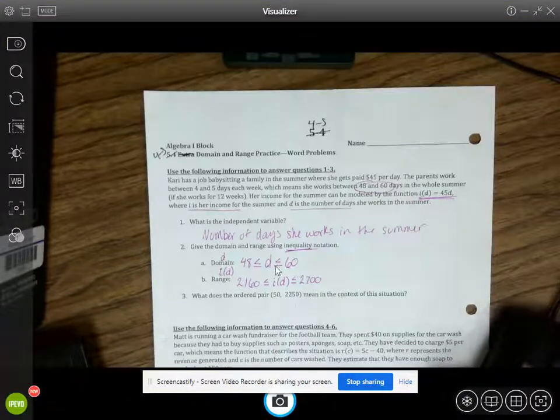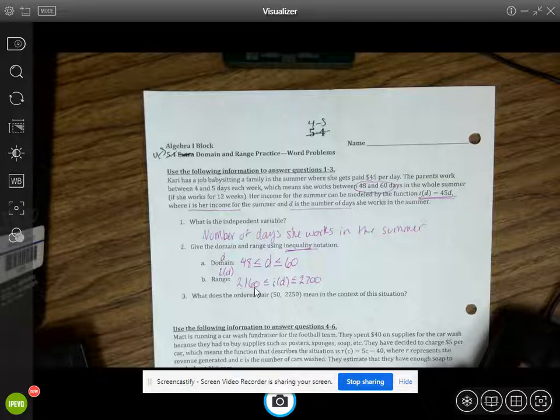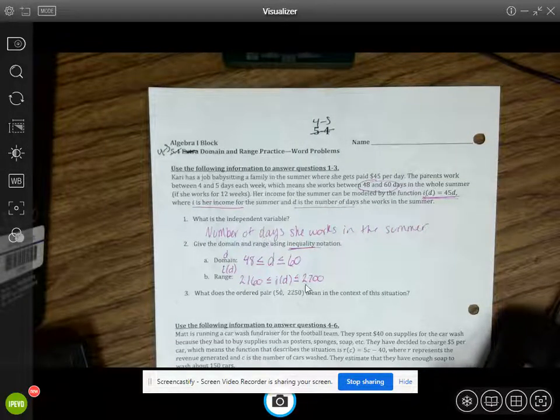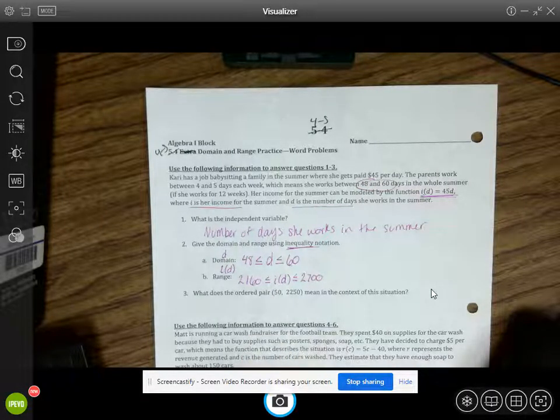So here's my domain, 48 less than or equal to D less than or equal to 60 from the problem. And then 2,160 less than or equal to I of D less than or equal to 2,700, which came from plugging these numbers into the function. There's your domain and your range.